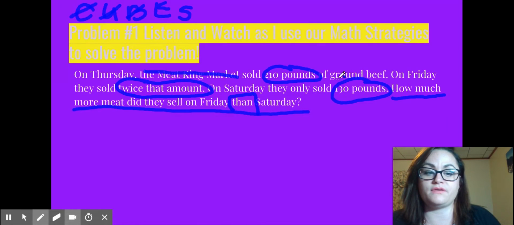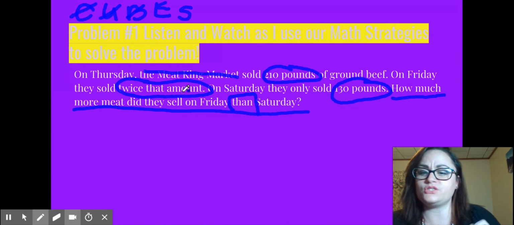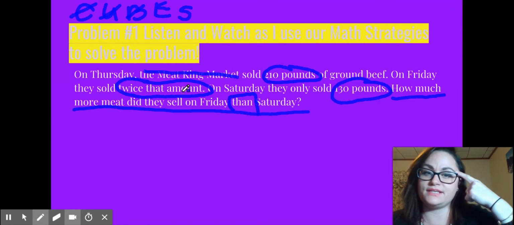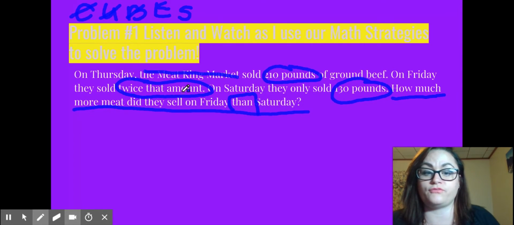210 pounds of beef, that I do need to know. It says on Friday, they sold twice that amount. So that twice the amount signified to me that in order to figure out Friday's, I'm going to have to do some sort of math to Thursday in order to figure out Friday's total.